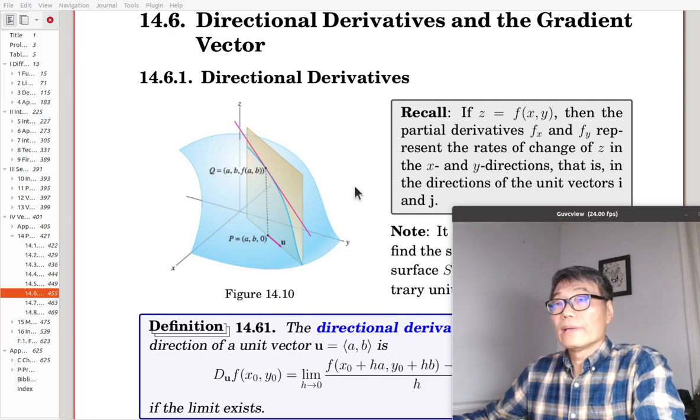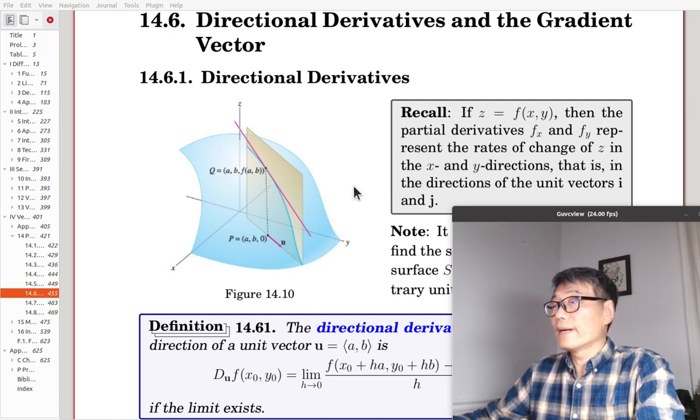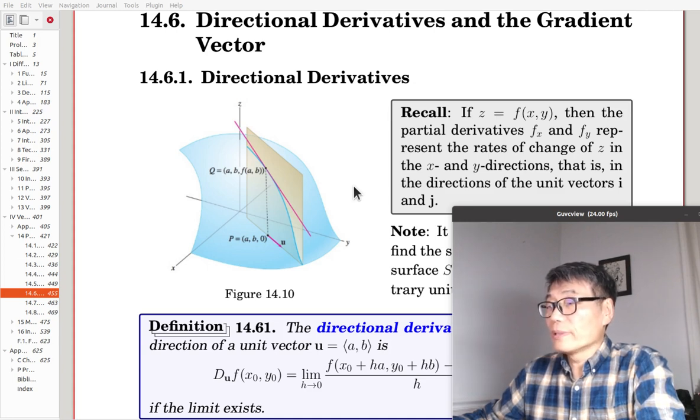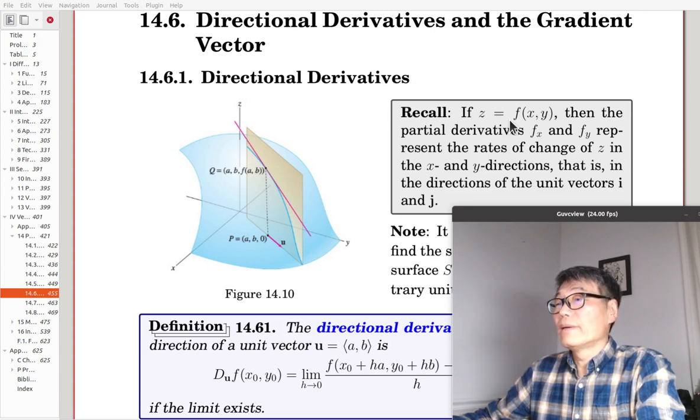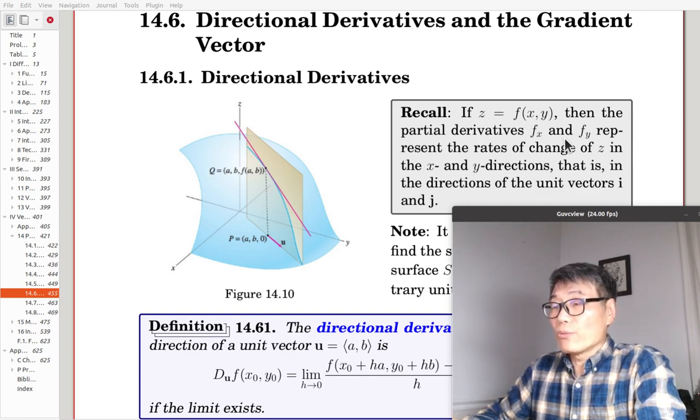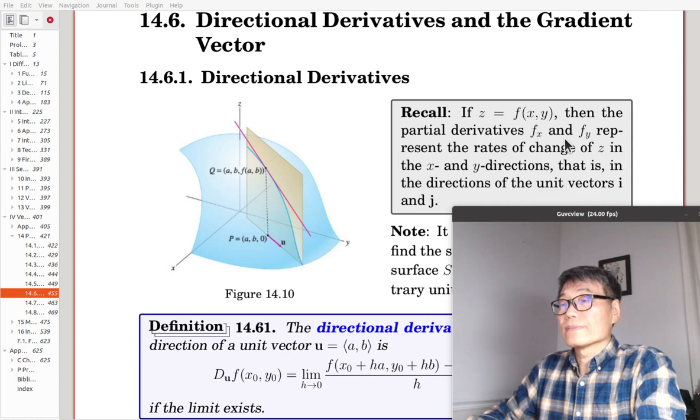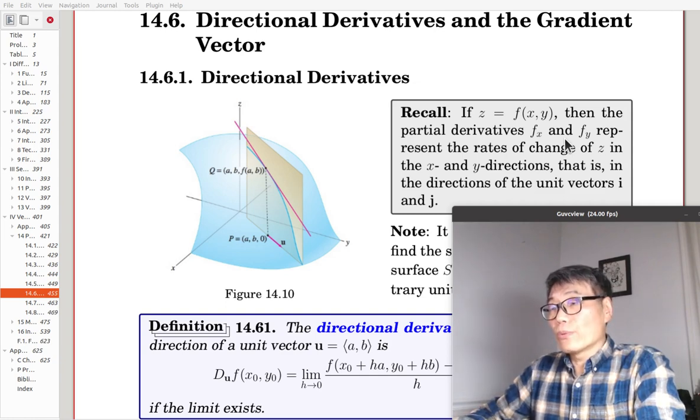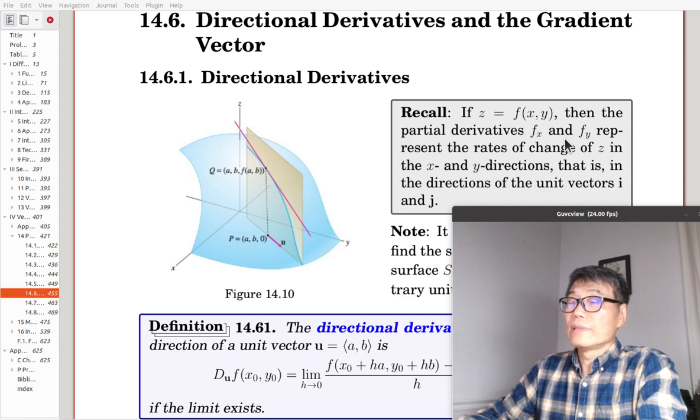Now we'll study directional derivatives and the gradient vector. So far, you learned how to get partial derivatives. If z is f of x, y, then the partial derivatives f sub x and f sub y represent the rates of change of z in the x and y coordinate directions. Rather than only coordinate directions, we'll try to get the derivative in arbitrary directions.